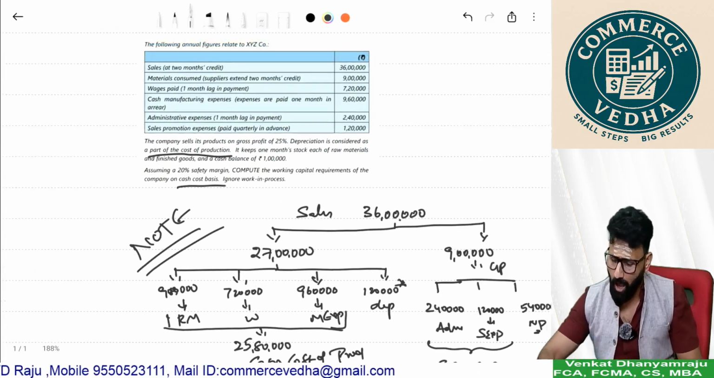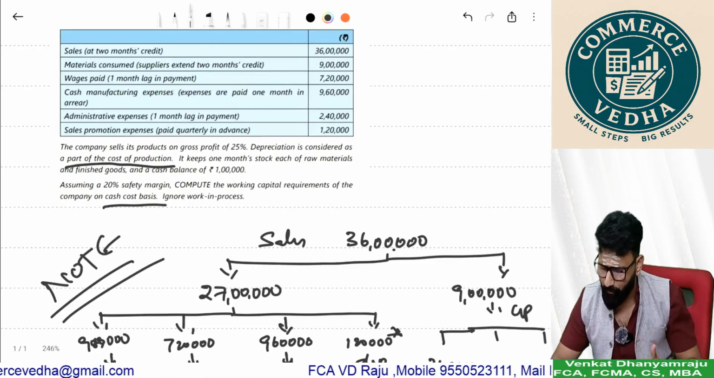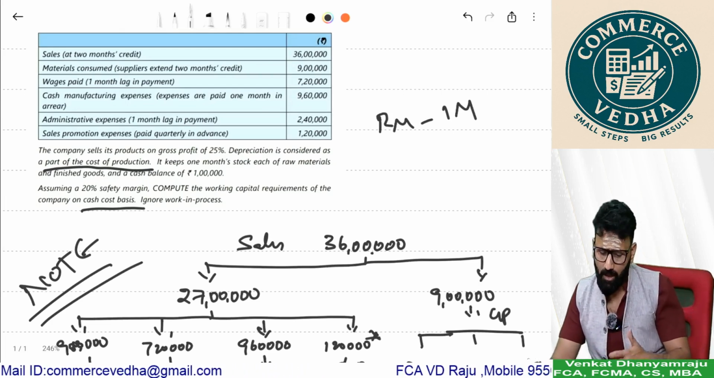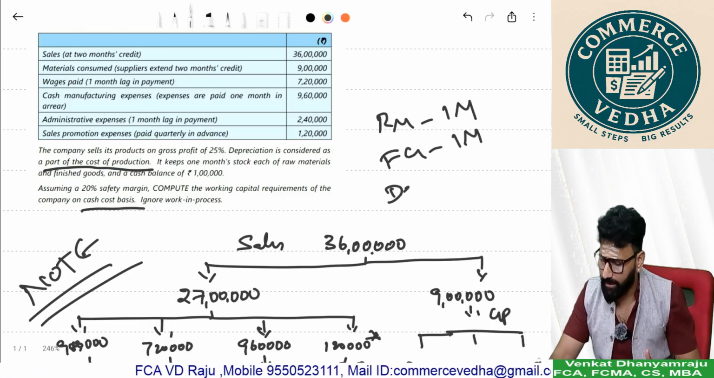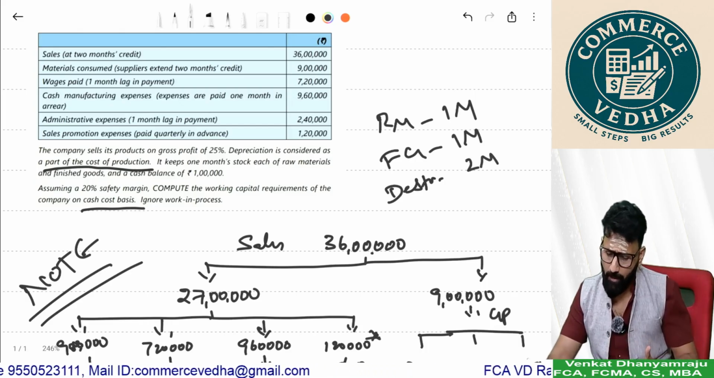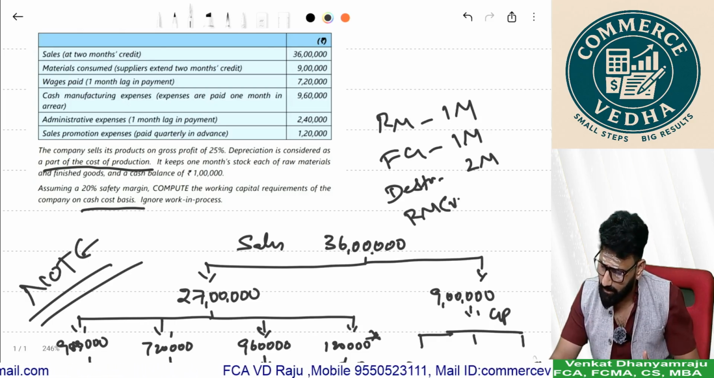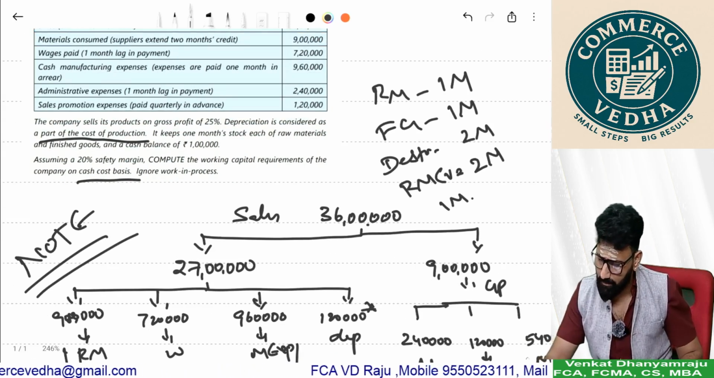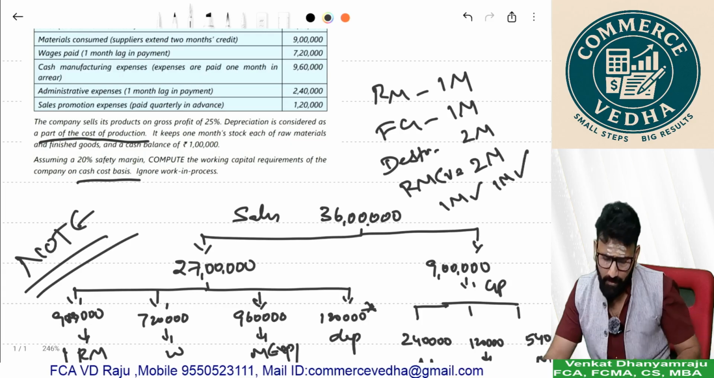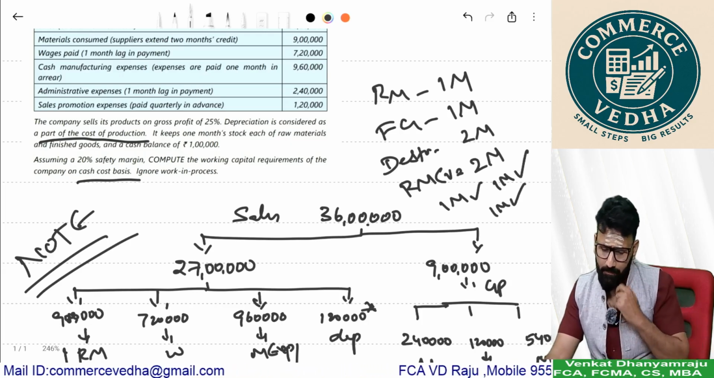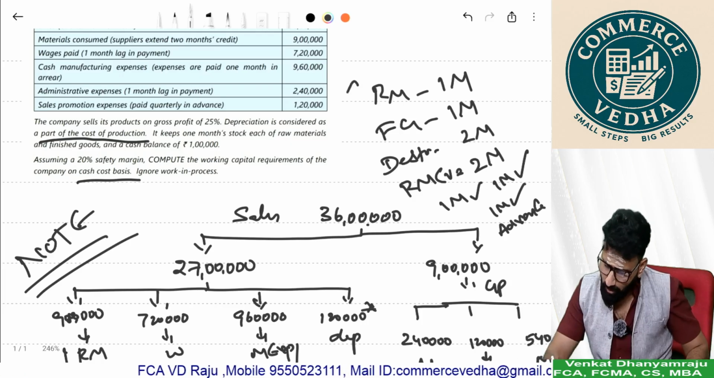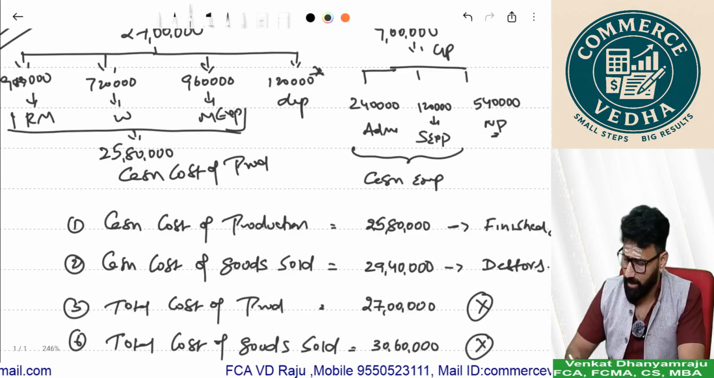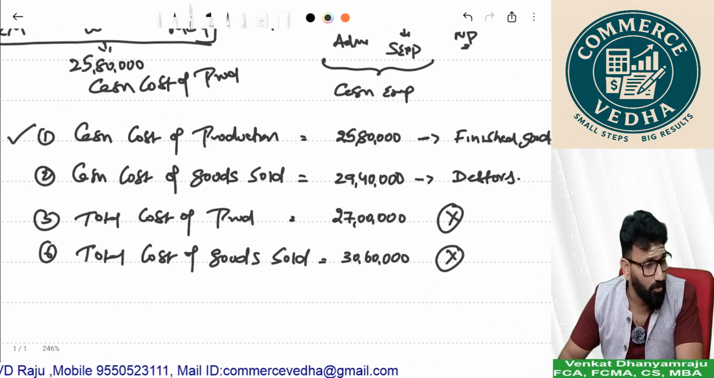Now coming back to the question, you have everything they said. The company sells products at a gross profit, depreciation considered. It keeps 1 month stock of raw material, and finished goods also 1 month. Debtors 2 months credit, and raw material suppliers, creditors, 2 months credit. Wages 1 month credit, administrative expenses 1 month credit, manufacturing expenses 1 month credit, and sales promotion advance. So these are all the data. This is a very, very important question in terms of doing the solution, where first we identify the cash cost of production for finished goods, and cash cost of goods sold for debtors.